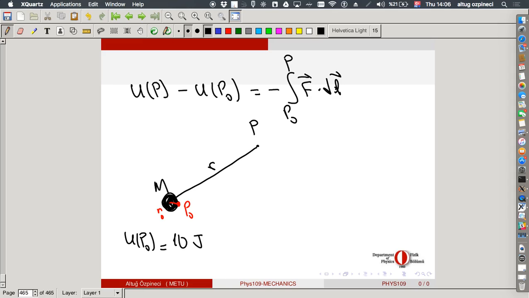Let me put P0 over here. The P0 is still on the surface, but it will just make my life easy to draw it on the projector. Now, this is the point P at some distance, let's say R, from the center.